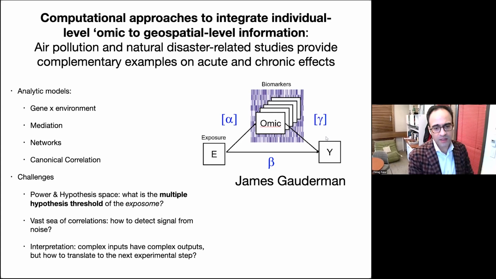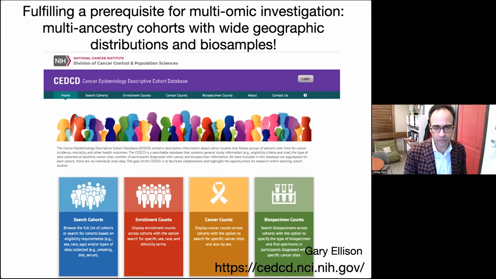So the challenges that have existed through time in this space include power and hypothesis space. So multiple discussion questions about what is the number of elements that we're studying? What is the multiple hypothesis threshold of the exposome? There's a vast sea of correlations. So how do you detect your signal from the noise? We have methods such as false discovery rate and p-value thresholds, but how do you balance that with power issues? And complex inputs have complex outputs. So how do you translate these complex outputs to your next experimental step that we learned about in session 3 or session 4? I think there's substrate there for us to examine all of these questions and fill these gaps.